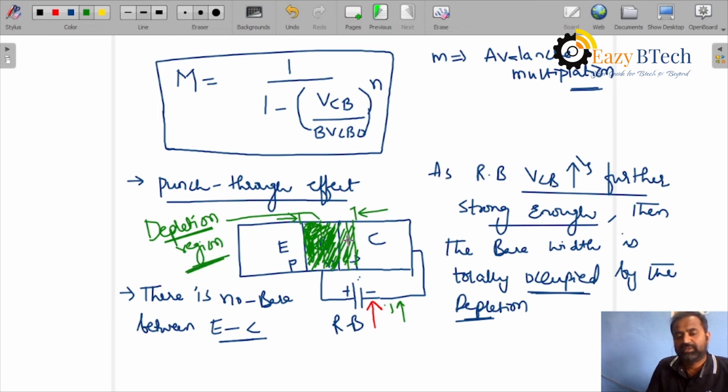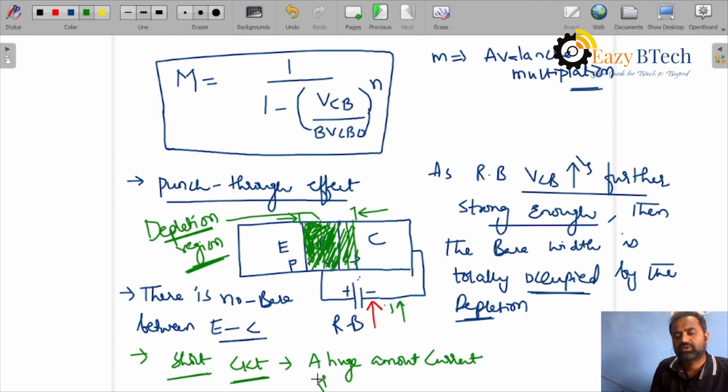Due to which what happens? Here P, here P, here P. Then the transistor will become a short circuit. A huge amount of current flows through the transistor, or transistor damage takes place.